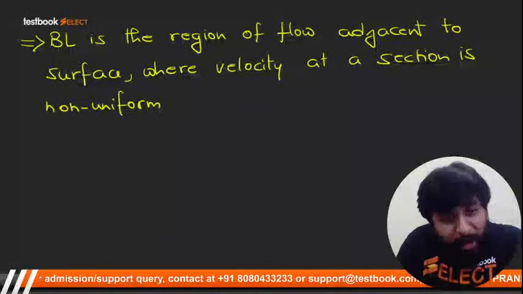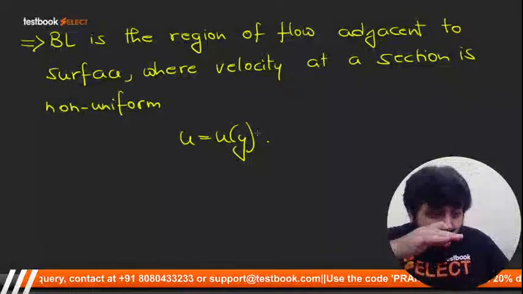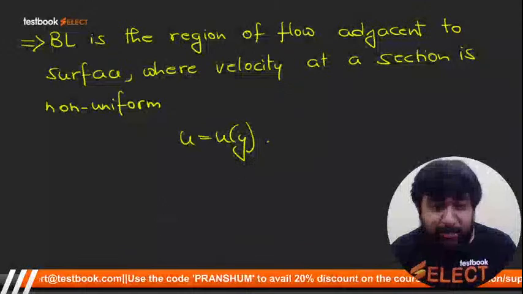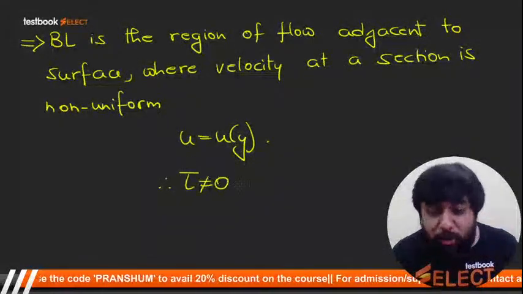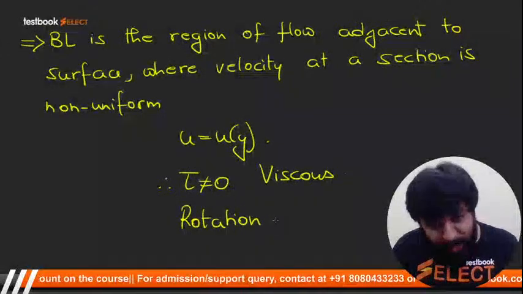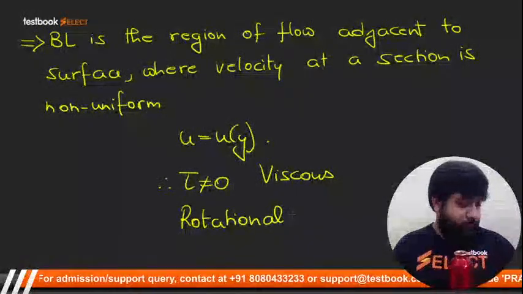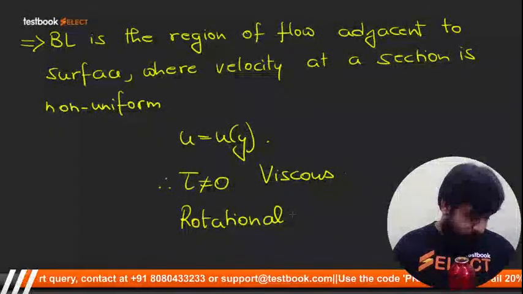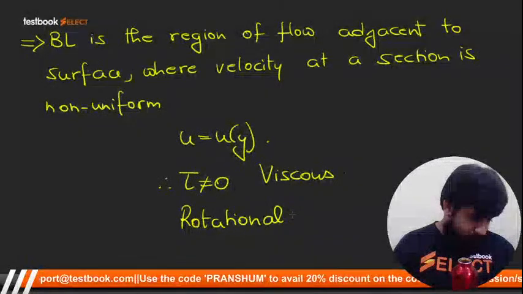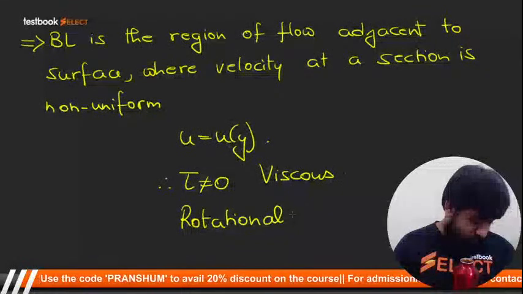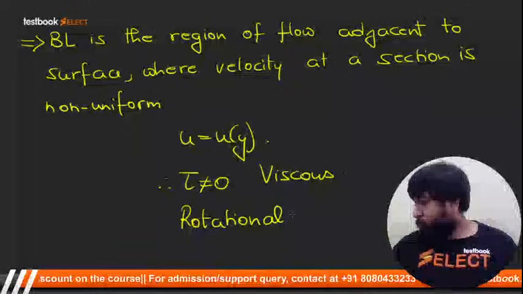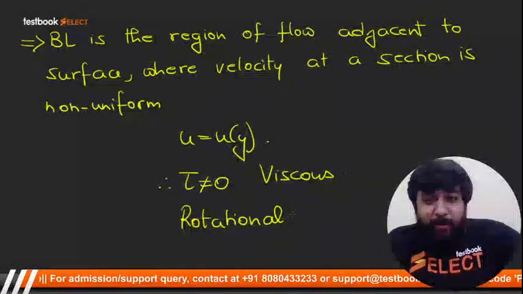So here you will write u is a function of y. So velocity in x direction is a function of y distance. So longitudinal velocity is a function of transverse distance. Okay. Therefore, tau value is not equal to 0. Flow is viscous, and later on we will learn that flow is rotational as well. So check guys, clear or not? So I hope guys this is clear.